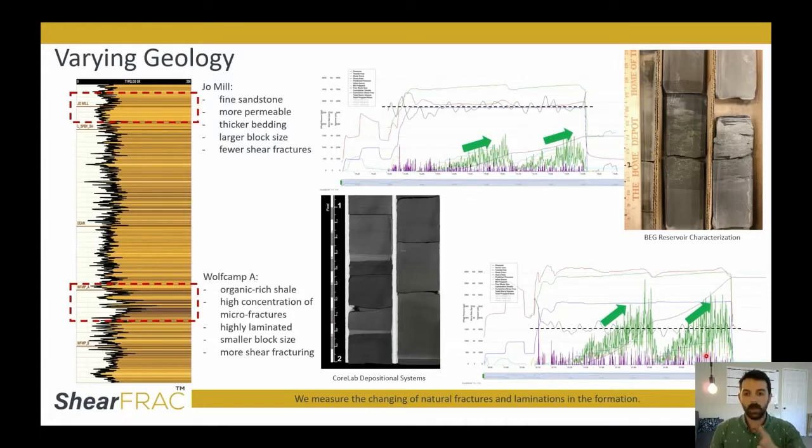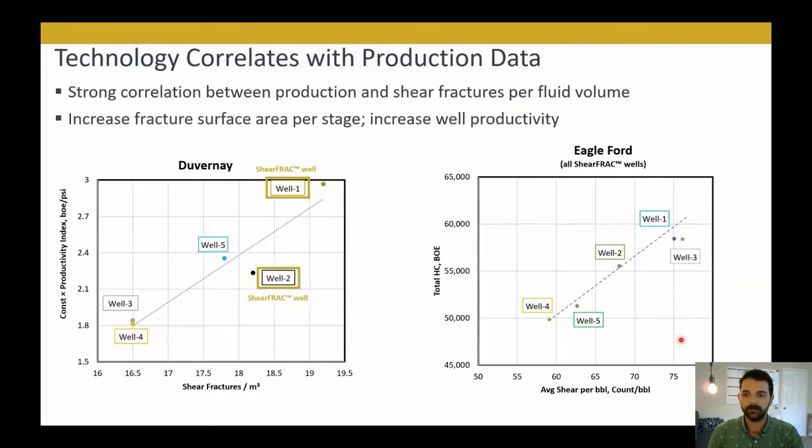Operators use these plots as a relative measurement from stage to stage. So you set your bar in the first stages and try and improve on top of that. And if you can grow that grass, increase the fracture surface area, you increase the well's productivity.